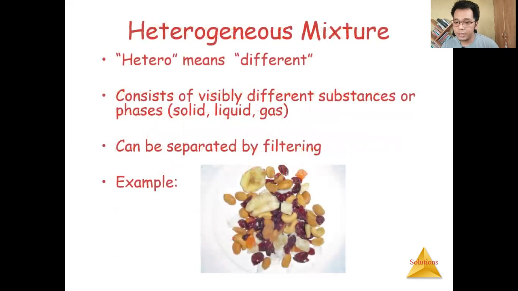Heterogeneous mixtures, from hetero, meaning different. An example of this contains banana and peanuts. You can separate it by filtering or by any physical means, such as the separation of sand from iron filings and rocks. Those are heterogeneous mixtures because they are visibly different substances.